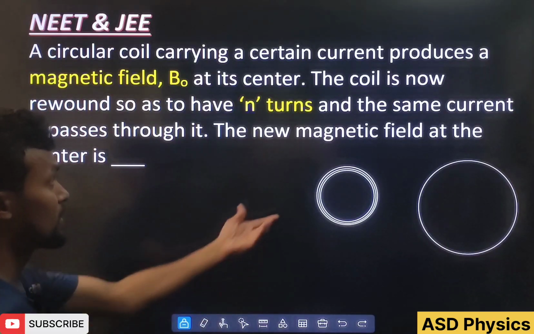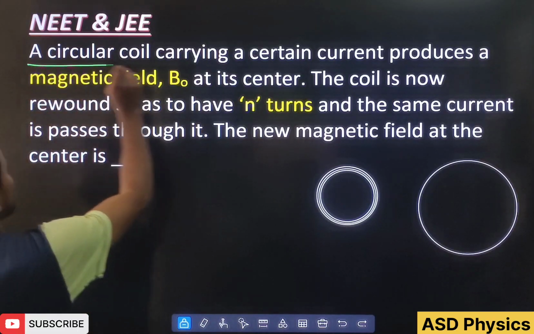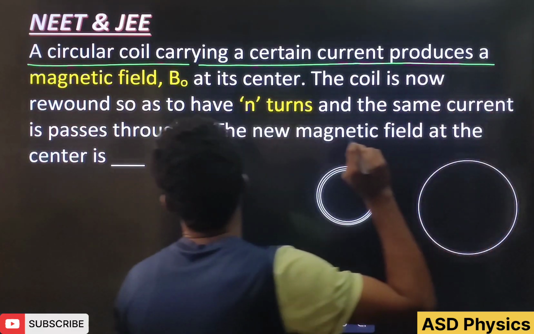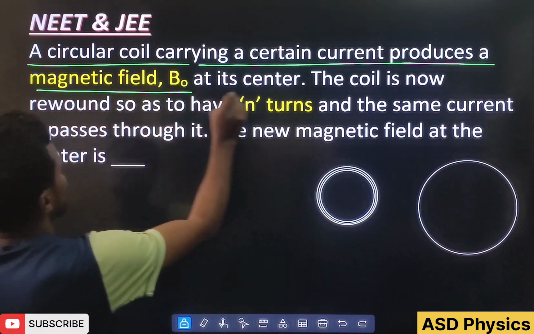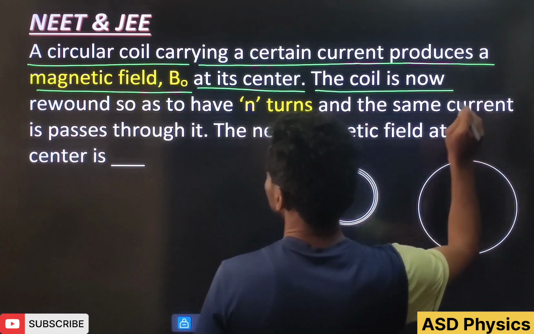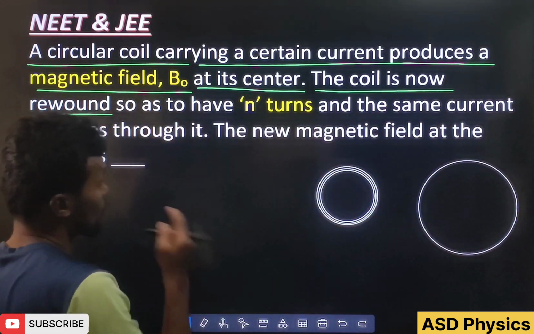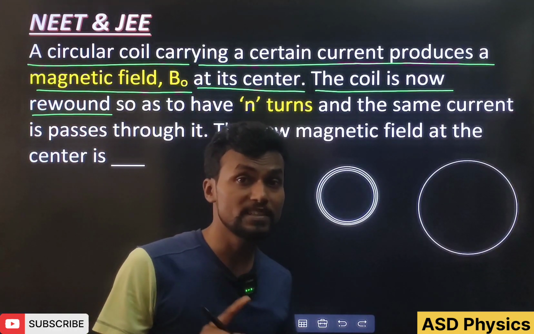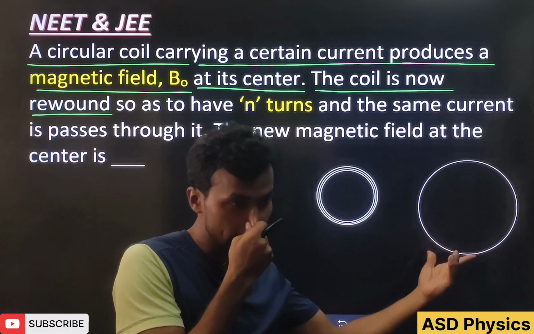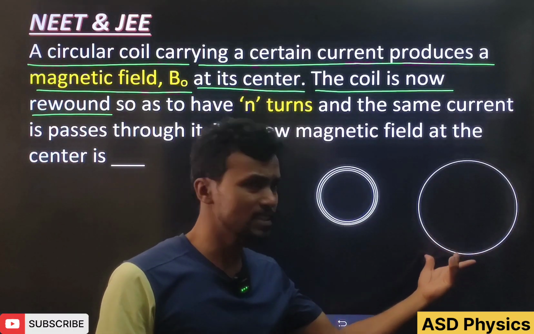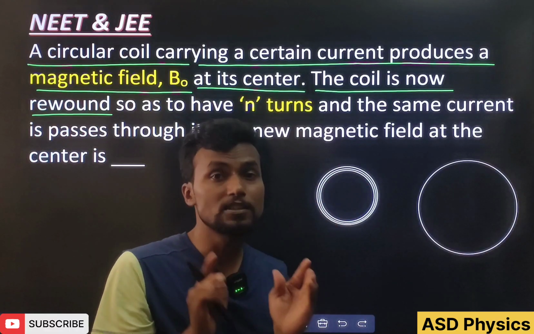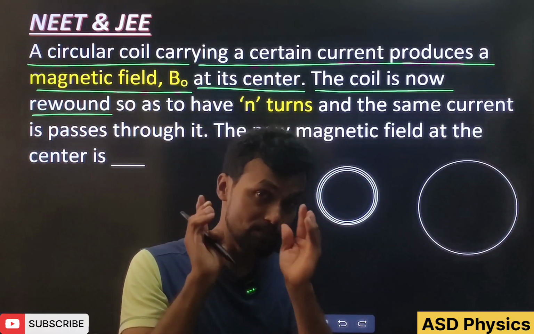That's why I was telling you this one. A circular coil carrying a certain current produces a magnetic field B naught at its center. Now see, the coil is now rewound. That means the length of the wire is changed? No, the length of the wire is the same. So if, let's take for example, the length of the wire is 5 meters in one turn, here also you are making n turns. In that also the length of the wire will be the same length here.